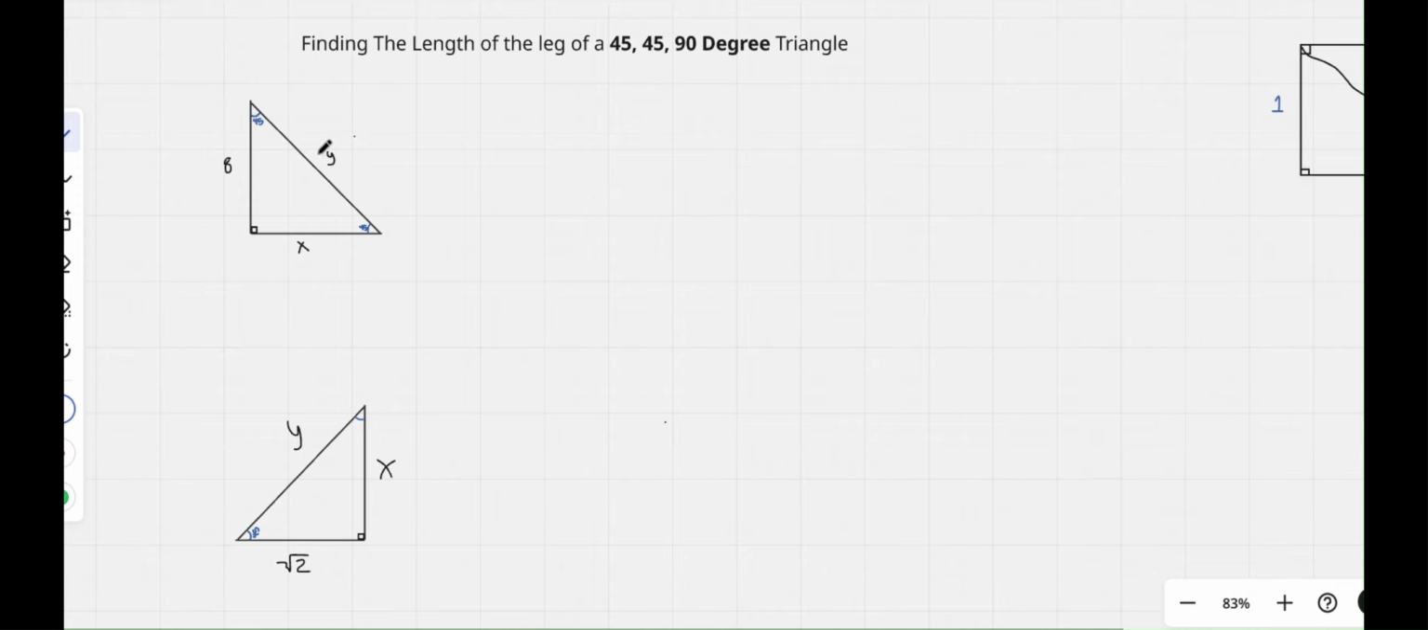To solve here, we have the side, a leg, equal to 8. And we know in a 45-45-90 degree triangle that these two legs are equal to one another. So x equals 8.